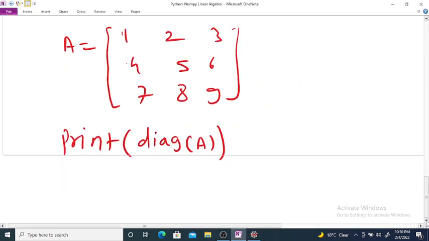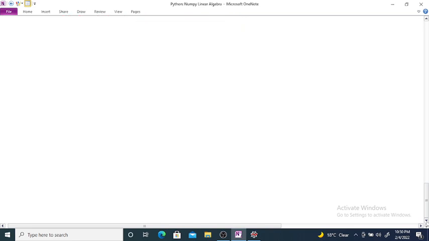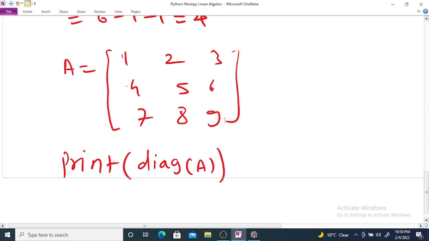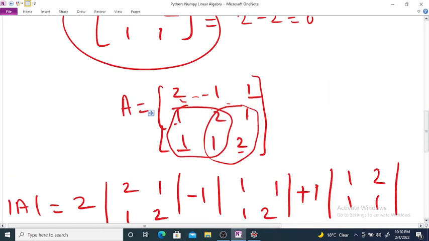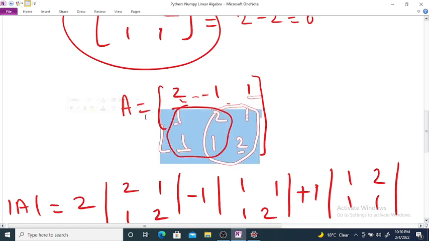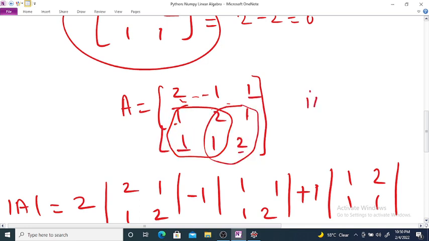Next, if A is the given matrix and you want to determine the inverse of the given matrix, which is a non-singular matrix, then just write the inverse of A command and you will get the inverse of the given matrix.